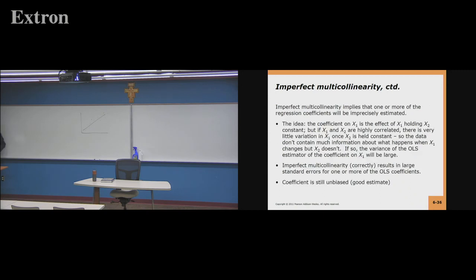So imperfect multicollinearity implies that one or more of the regression coefficients will be imprecisely estimated. Again, you can't hold one variable constant and try to estimate the effect of the other variable if they're highly correlated, because when one moves, the other is going to move. So it makes estimating your coefficient very difficult. And that's the whole point of running these regressions, that we're trying to model these, so it ruins the accuracy of your model.